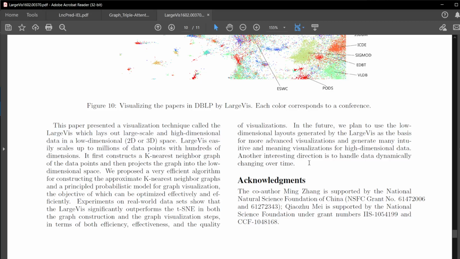Experiments on real-world data sets show that LargeVis significantly outperforms t-SNE in both the graph construction and the graph visualization steps, in terms of efficiency, effectiveness, and the quality of visualizations.